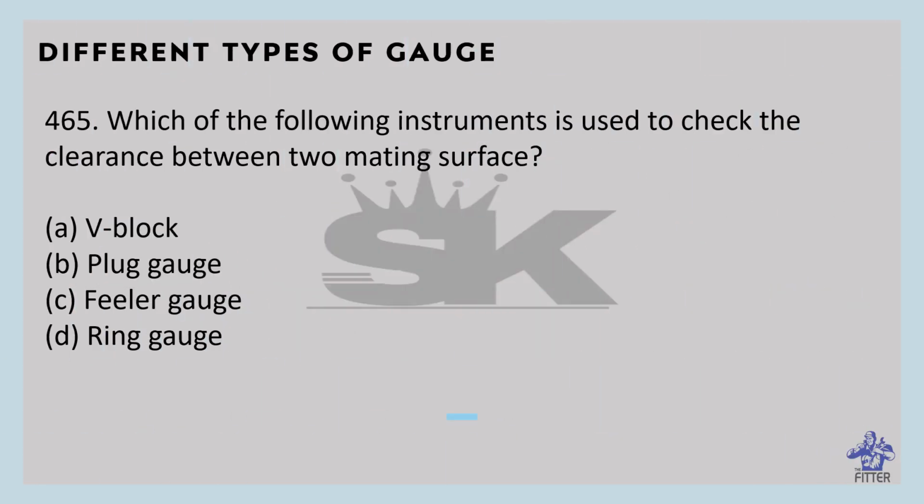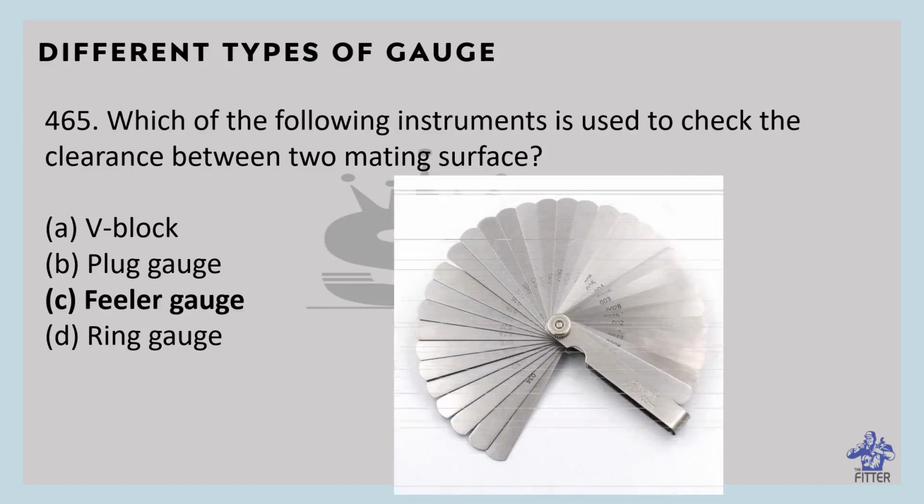Which of the following instruments is used to check the clearance between two mating surfaces? We have discussed in the previous slide, that is the feeler gauge. So you can see here in the image, that is the feeler gauge. It is used to measure gap widths.